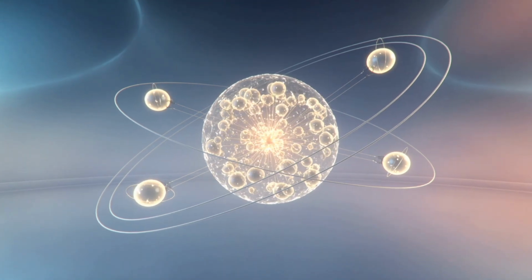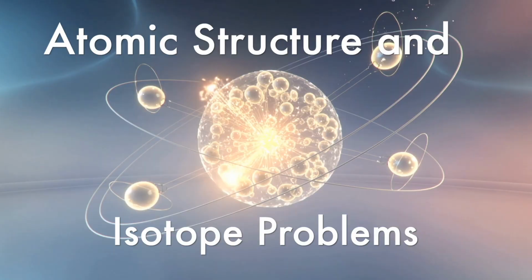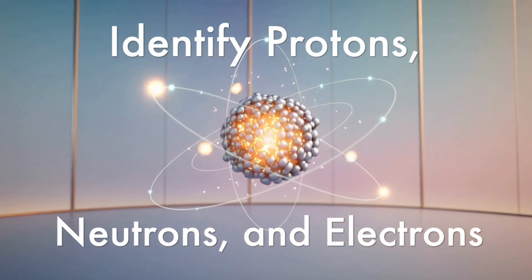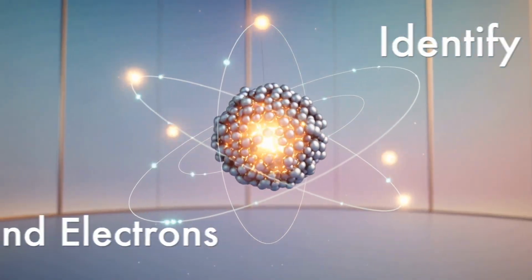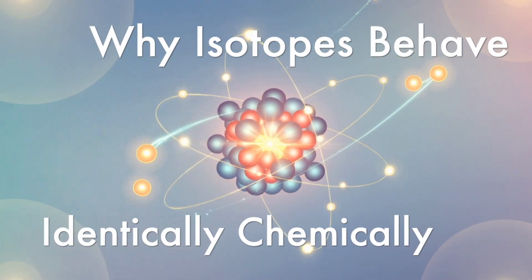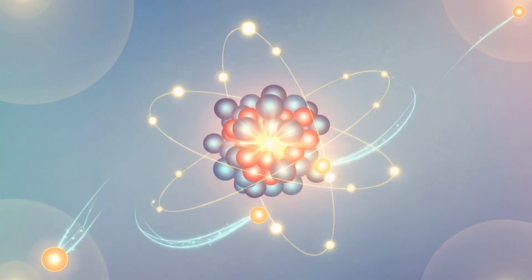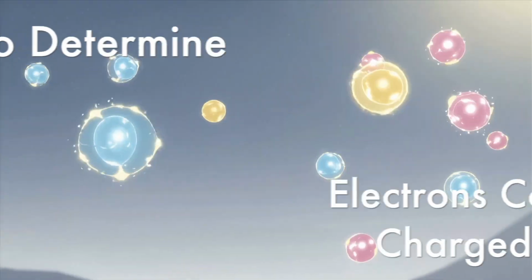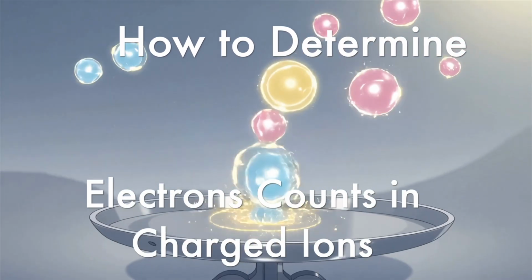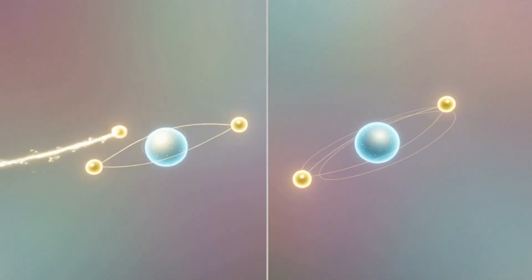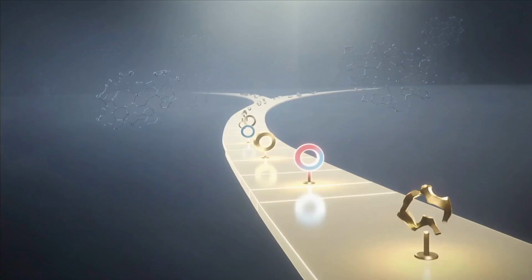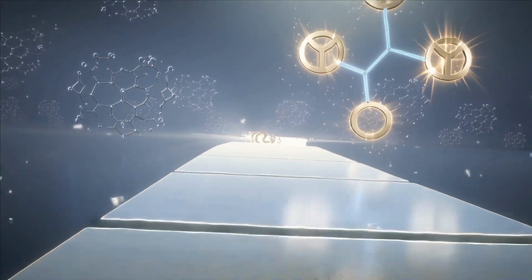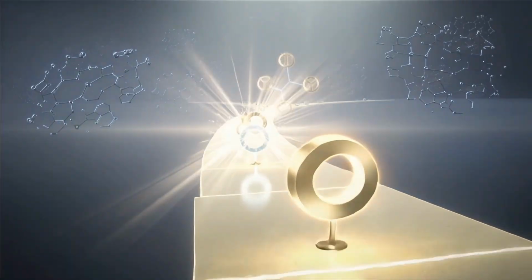In this video, we are going to work through atomic structure and isotope problems with a focus on the why. You will learn how to identify protons, neutrons, and electrons, why isotopes behave identically chemically despite their mass differences, how to calculate weighted average atomic masses, and how to determine electron counts in charged ions. These are high-yield concepts. Mastering them now will secure easy points on your first exam and build the intuition you need for the harder topics later.